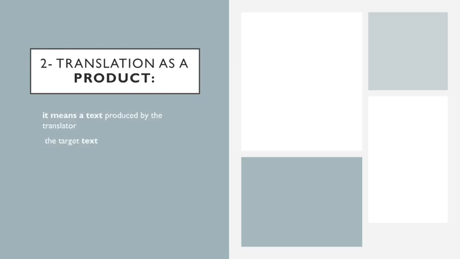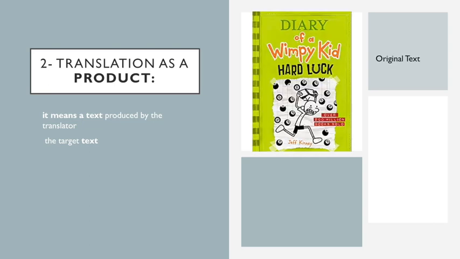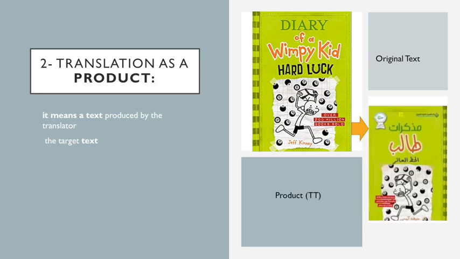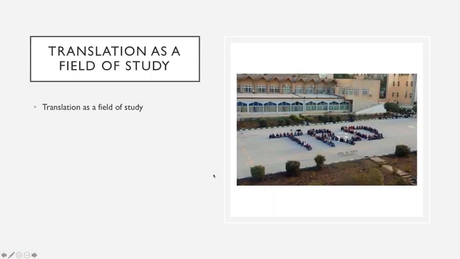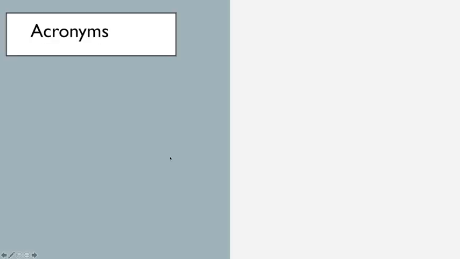Number two, translation as a product. It means a text produced by the translator, or it means the target text. For example, we have this English source text, and this is the translation of the English source text. The final product of the translation can be called a target text or the product of the translation. The third definition of translation could also mean translation as a field of study. And here we can see the image of TRD Translation Department at our university.